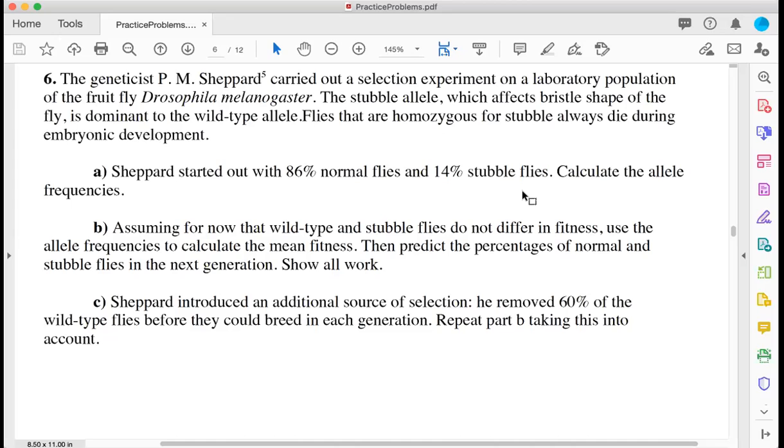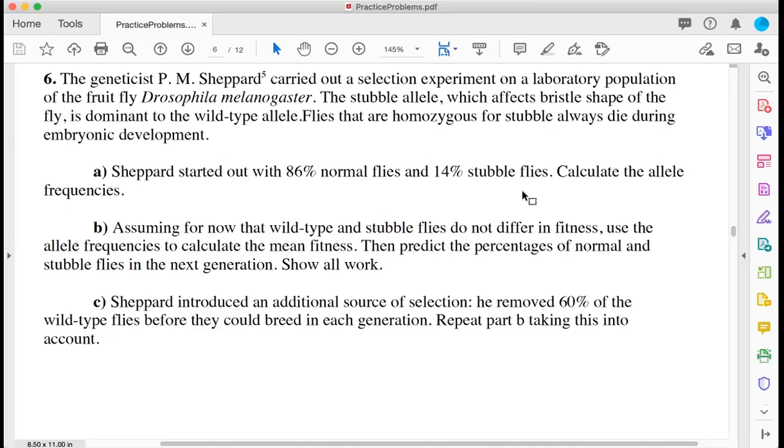The gene for bristle shape comes in two alleles, stubble and wild type. Stubble looks like, well, stubble. Wild type has nice long bristles. Stubble is actually dominant to wild type.